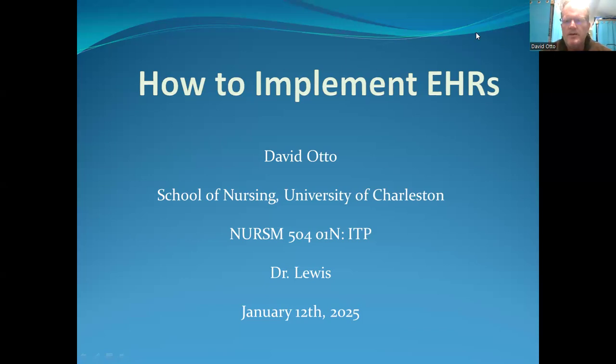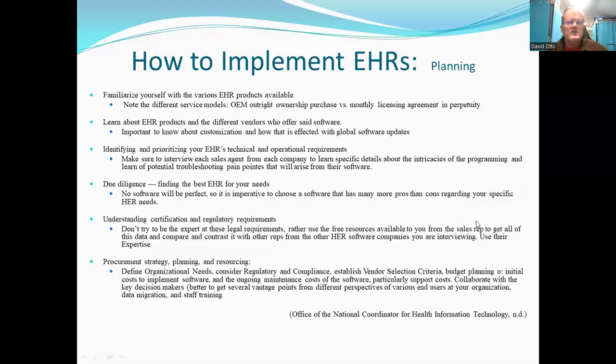It's how to implement EHRs, by myself, David Otto, for Dr. Lewis. January 12th, 2005 was when I completed this, and then did some additions with the new instructions. So, how to implement EHRs: planning. This was based on the Office of the National Coordinator for Health Information Technology, as seen at the bottom. I'm going to try and move this screen to the other side so I can read the references as I go through.